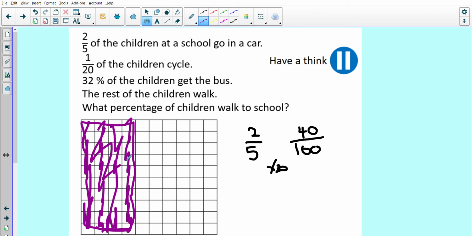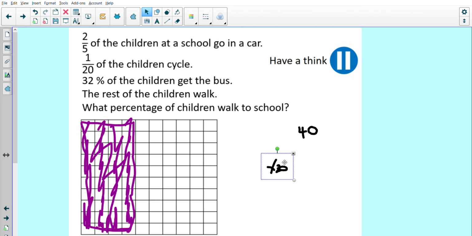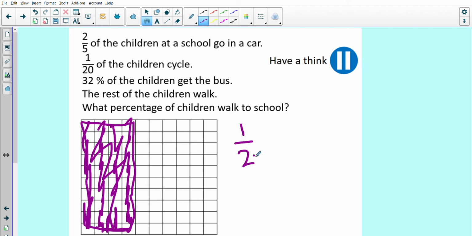Okay, lovely. Right, now it's 1/20th of children cycle. How am I going to figure that one out? Have a go by yourself and unpause when you're ready to hear. So for 1/20th of children cycle, to get from 20 to 100, how am I doing that? Well, I multiply by 5. I've multiplied the denominator by 5. I have to also multiply the numerator by 5 because it's an equivalent fraction. 1 times 5 is 5 out of 100.